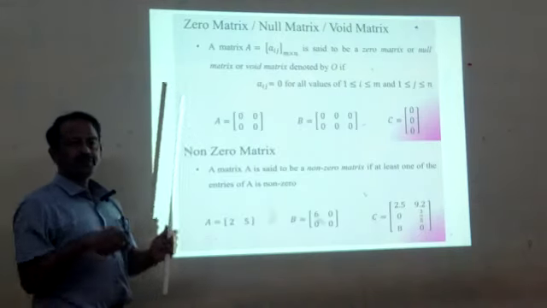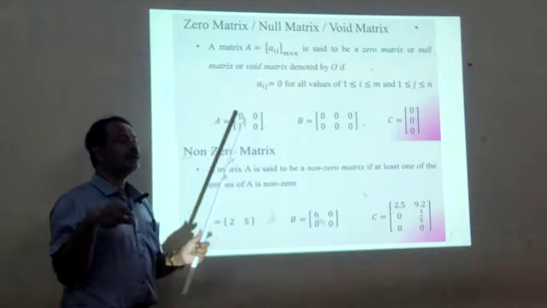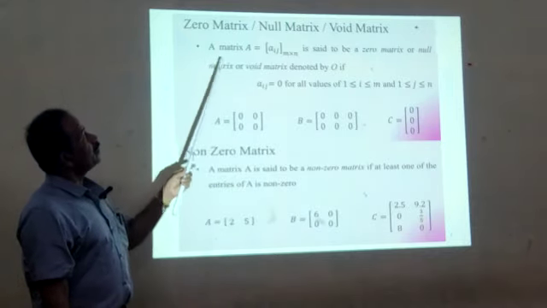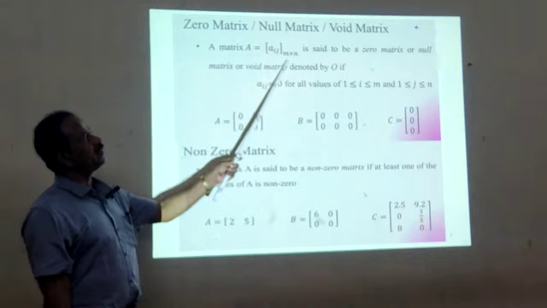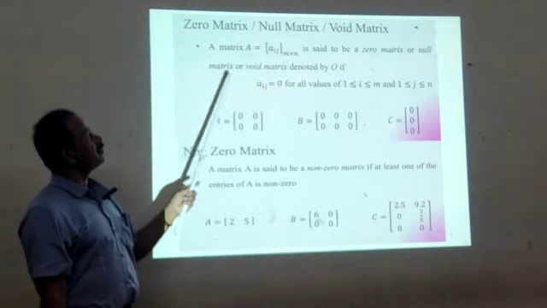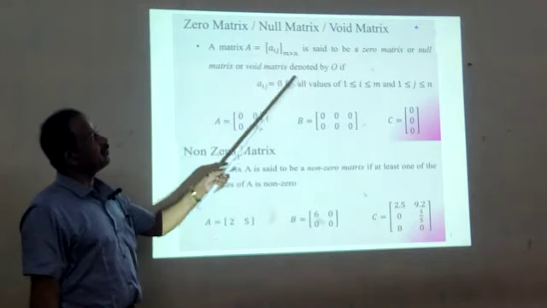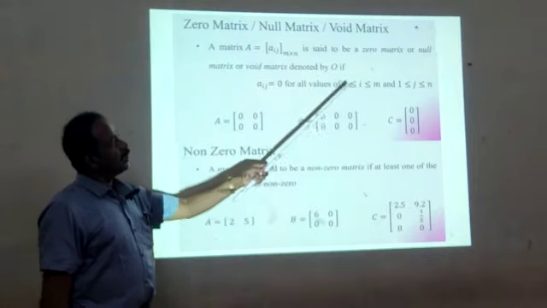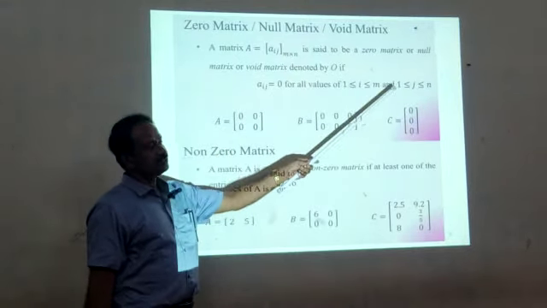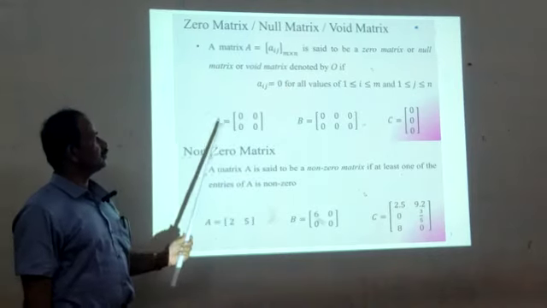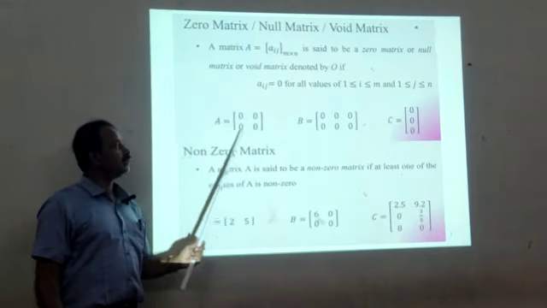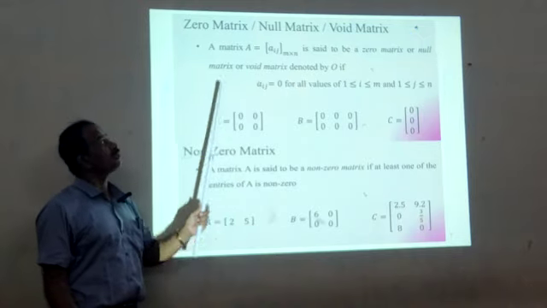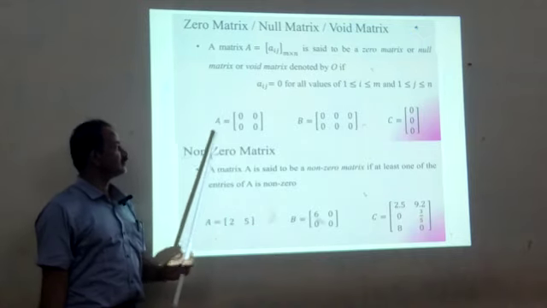Zero matrix. In a zero matrix all the elements will be 0. So they are called a zero matrix. For example, a matrix A equals [aij] m by n is said to be a zero matrix or null matrix or void matrix, denoted by O, where aij equals 0 and i lies between 1 and m and j lies between 1 and n. So you look at all the elements, they are all 0 0 0. So it's a 2 by 2 matrix, but all the elements are 0. What we call this is a zero matrix.